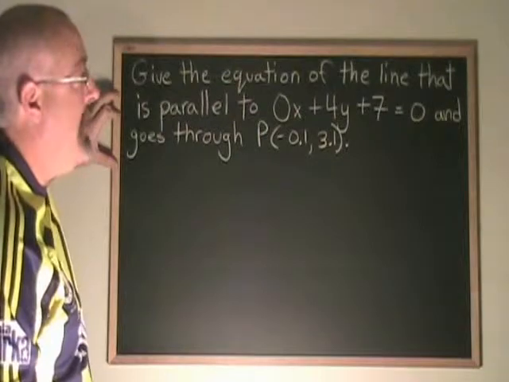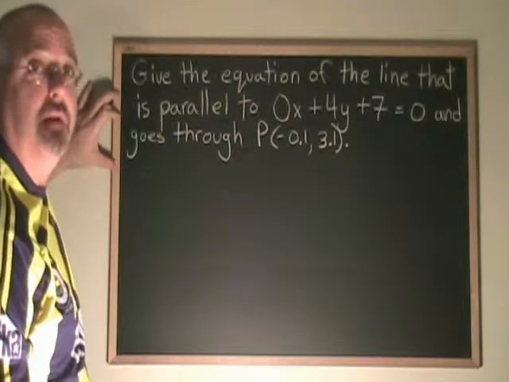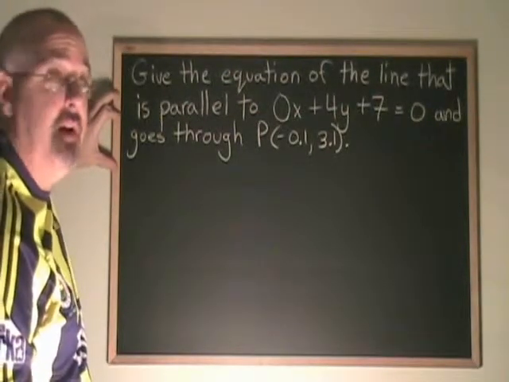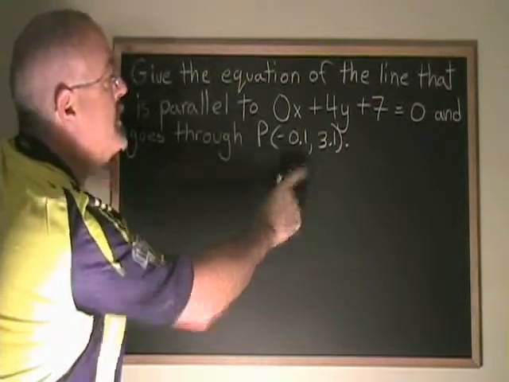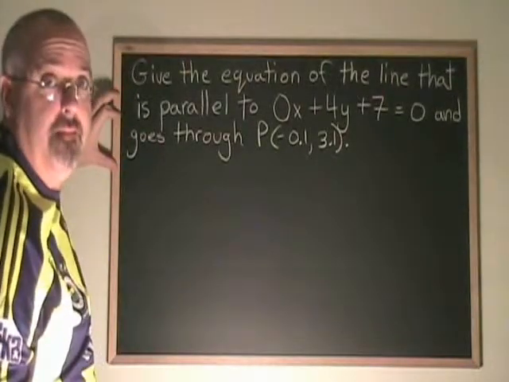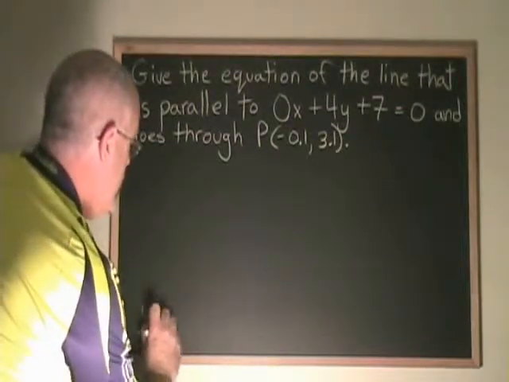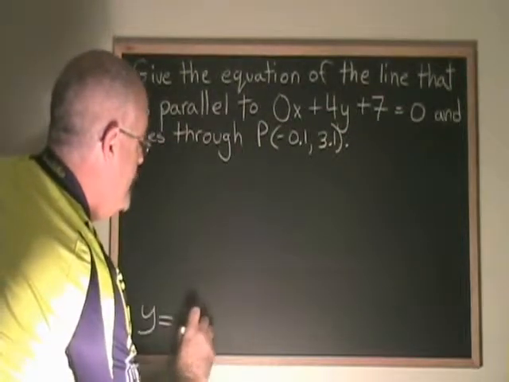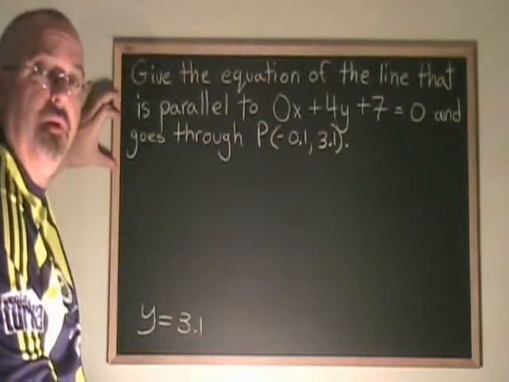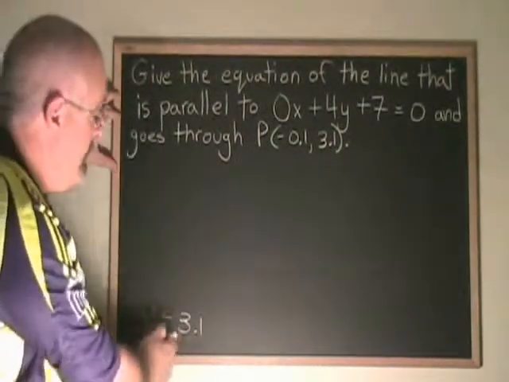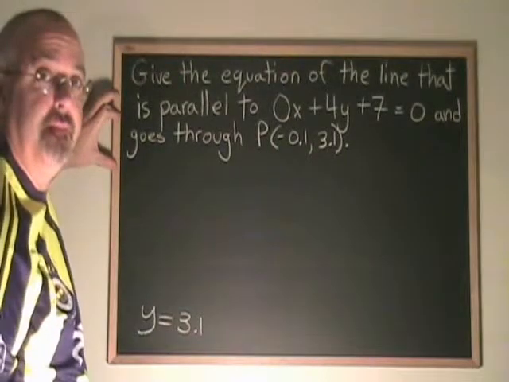Any line that is parallel to a horizontal line must also be a horizontal line. And the only horizontal line that goes through this point would have to have the equation y = 3.1. So the answer will be y = 3.1. But I have to find a way to justify this so that I can be showing my work and proving that I have a reason to come to this conclusion.